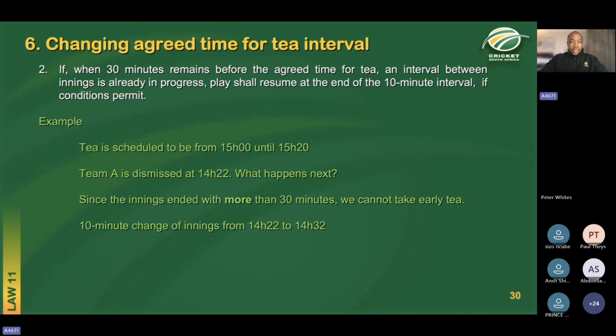Okay. So what happens at 14:32? First ball of Team B's innings is bowled, and we play until 15:00, and we take tea at 15:00 until 15:20, the normal scheduled time.